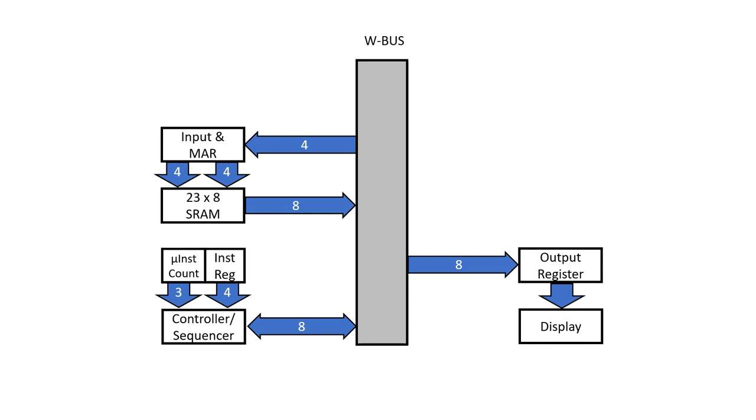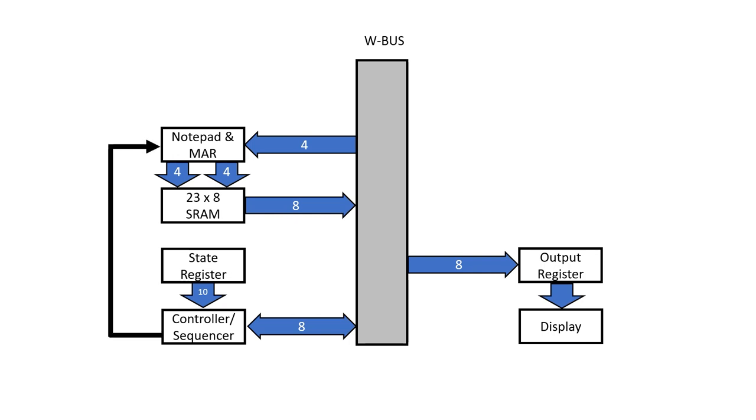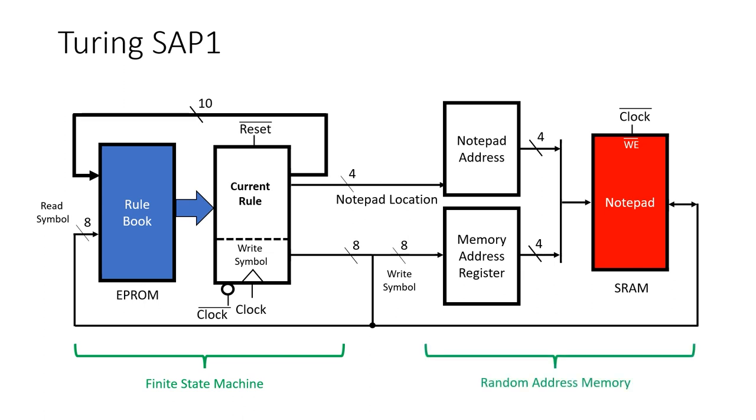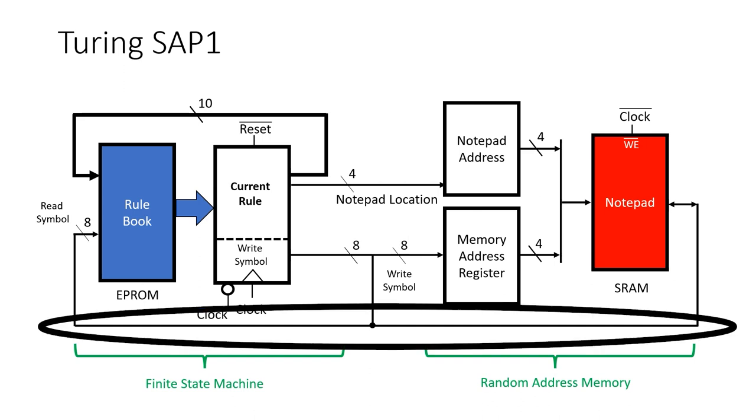I've turned what was the instruction register and micro-instruction counter into a state register, which is now 10 bits wide. I've modified the memory address register module and added a 4-bit pathway from the controller. And finally, I've added a 10-bit pathway from the controller to the state register, and that turns this into a finite state machine. This is another way of looking at the architecture. It has the finite state machine on the left, while on the right, there's a couple of registers and a random access memory. The W bus runs along the bottom here.